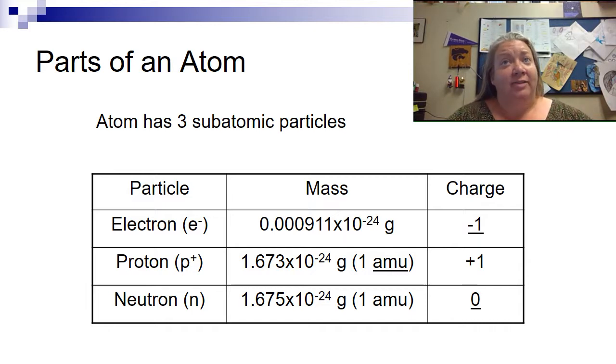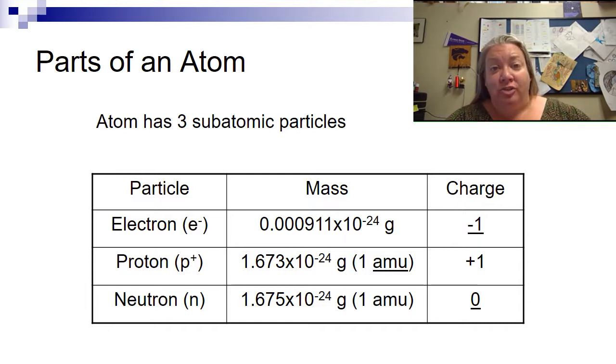Now, your electron has a charge of -1. So electrons are negatively charged. Your protons are positively charged, and it turns out their positive charge is exactly opposite the electron's negative charge. So protons are positive. Look at the mass of that. It's much, much bigger than the electron is. And because this mass tends to be pretty constant, we're going to give it a new unit name. We're going to call it 1 AMU. AMU stands for atomic mass unit.